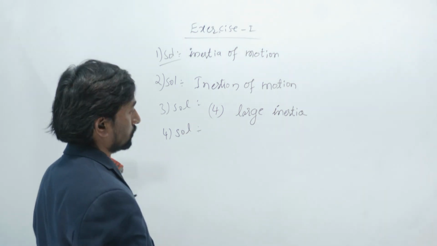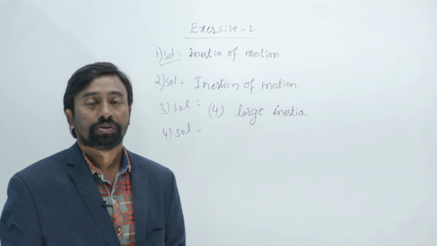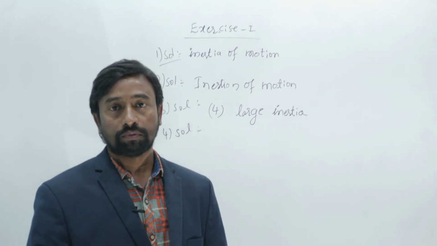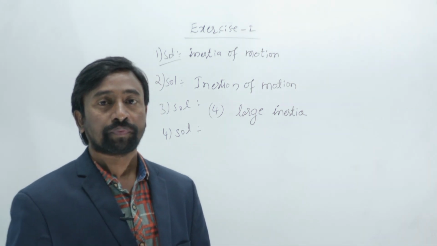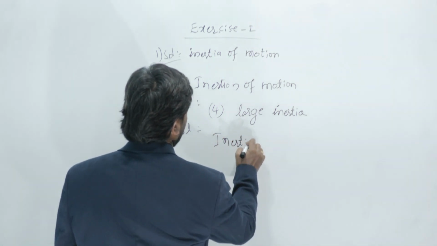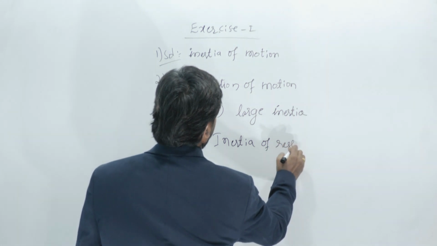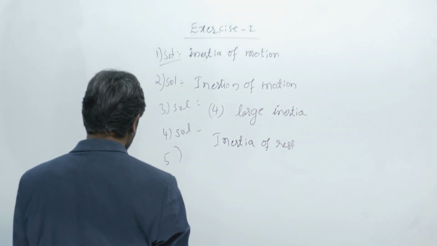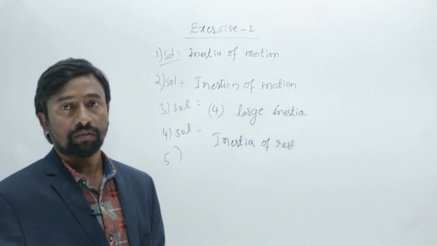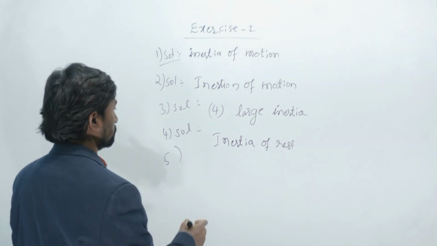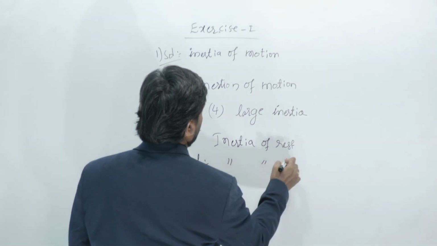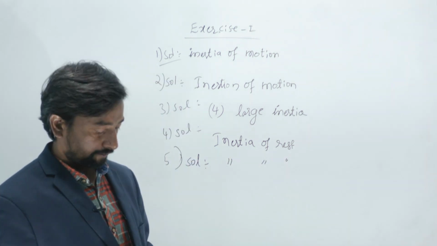When a wet dog shakes its body, all the water is sprinkled out from the dog. That is because of inertia of rest. And the fifth one: the passengers in the bus fall backward when the bus starts suddenly. That is also because of inertia of rest. Same answer for the fifth one: inertia of rest.